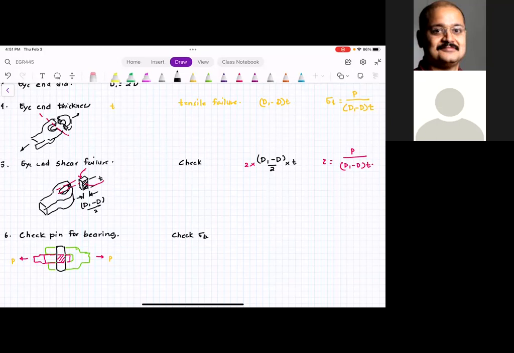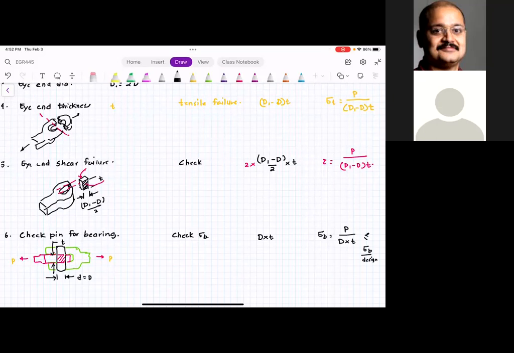How would you find out sigma B? Sigma B is based on the projected area. This is small d, which is equal to capital D, and this dimension is T. So the resisting area is capital D multiplied by T, and sigma B is equal to P divided by D times T. And this should be less than sigma B design. So this is something that you want to check.